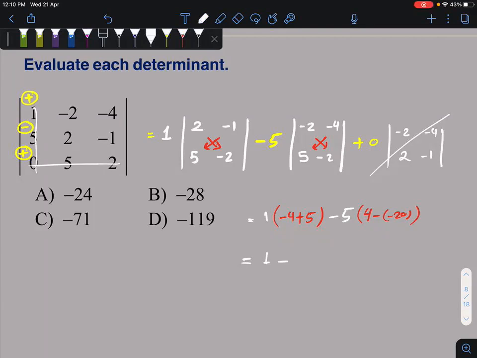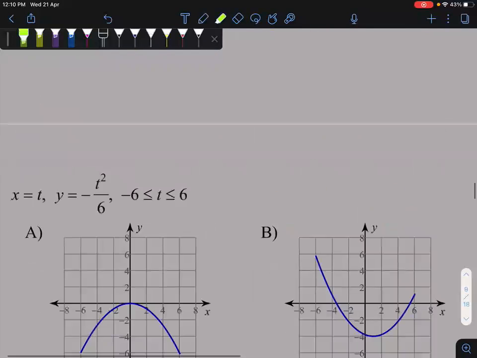-5 times 24, which is -120. And then the final answer would be 1 minus 120, -119, which is letter D. So the answer here is D. Let's move on to the next question.